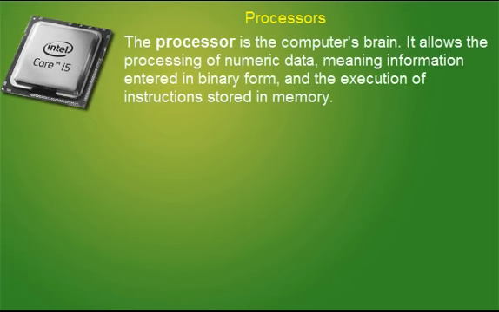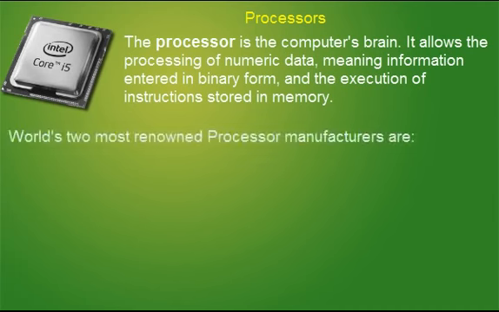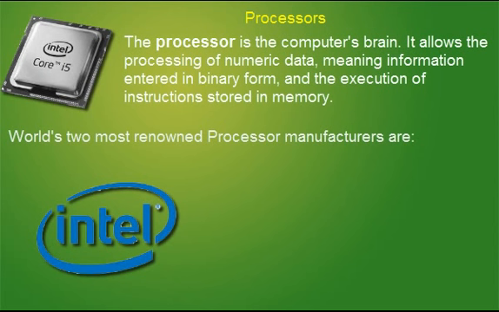The processor is the computer's brain. It allows the processing of numeric data, meaningful information entered in binary form, and the execution of instructions stored in memory. The world's two most renowned processor manufacturers are Intel and AMD.